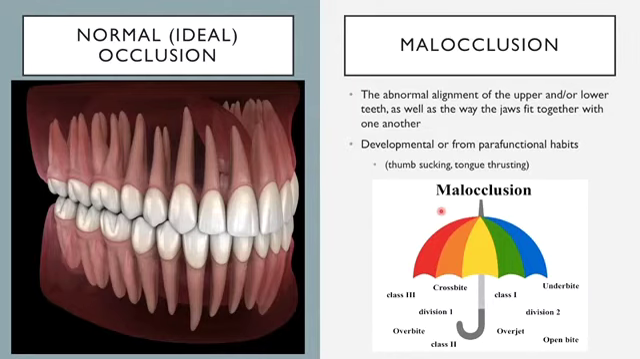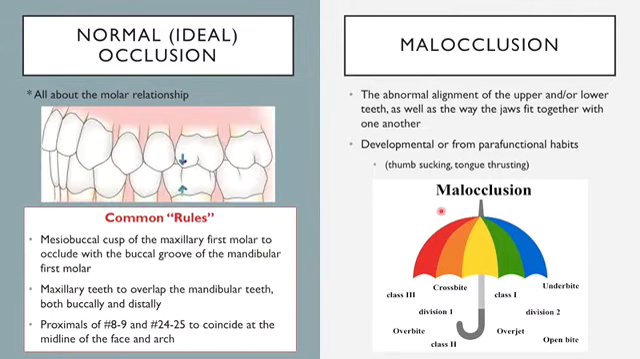Now let's talk about normal occlusion versus malocclusion. So normal occlusion is exactly how it sounds. It's the occlusion that we would like to have and that is ideal. It is all about the molar relationship, and there are three common rules that typically classify somebody with normal occlusion.